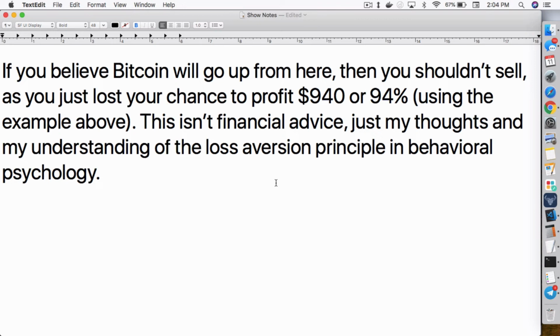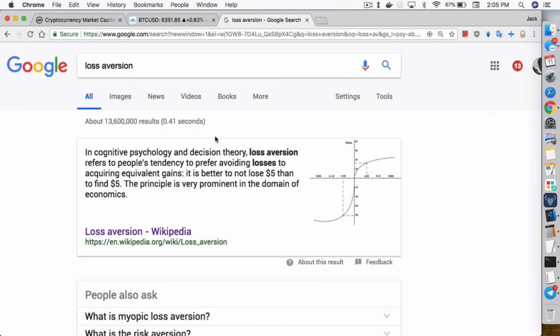I'm not a financial advisor, but this is my thoughts and my understanding of the loss aversion principle in behavioral psychology. In cognitive psychology and decision theory, loss aversion refers to people's tendency to prefer avoiding losses to acquiring equivalent gains. It is better not to lose $5 than to find $5. The principle is very prominent in the domain of economics.